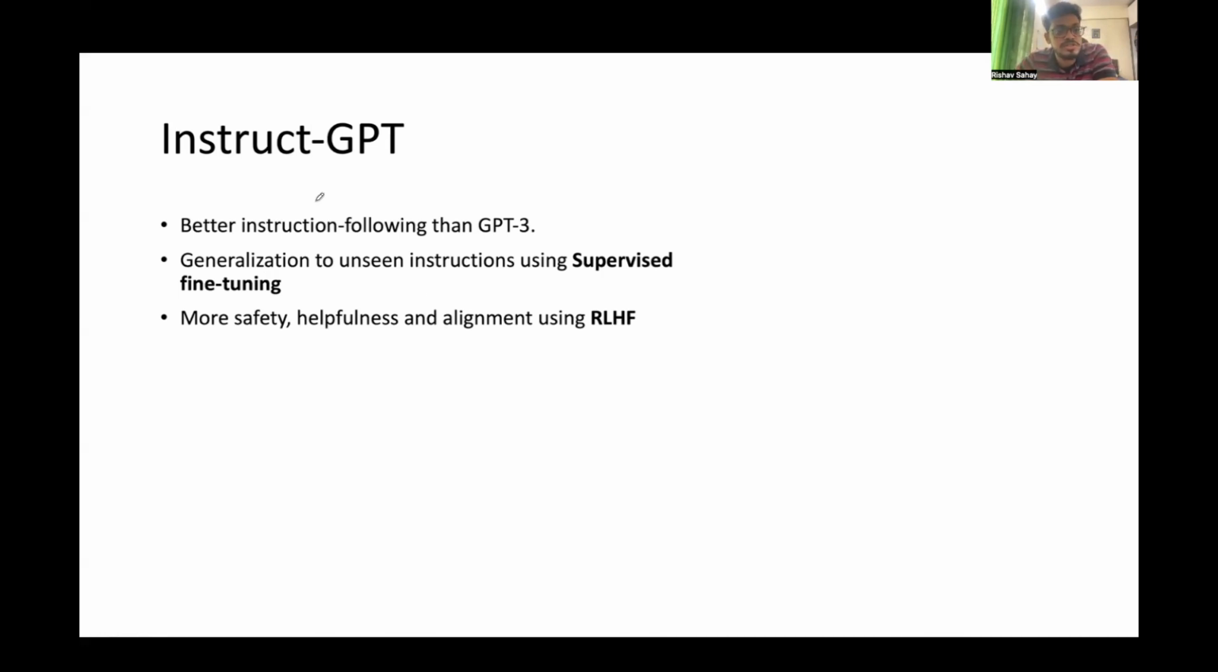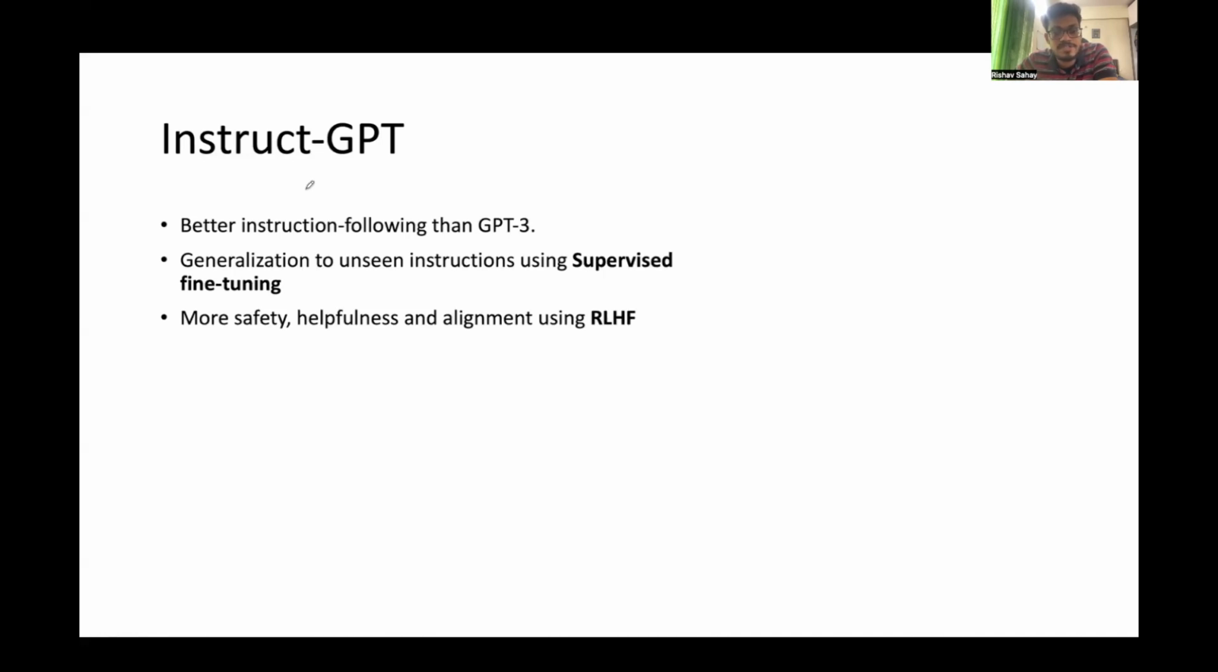So they introduced InstructGPT, and the idea was to increase the instruction following capability. InstructGPT excels in following instructions with great precision and accuracy compared to its predecessor, GPT-3. This advancement is crucial for applications requiring detailed and specific task execution.